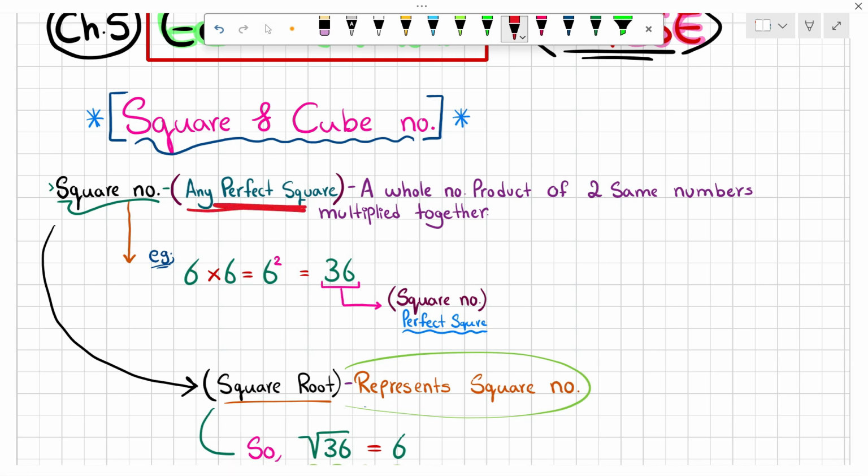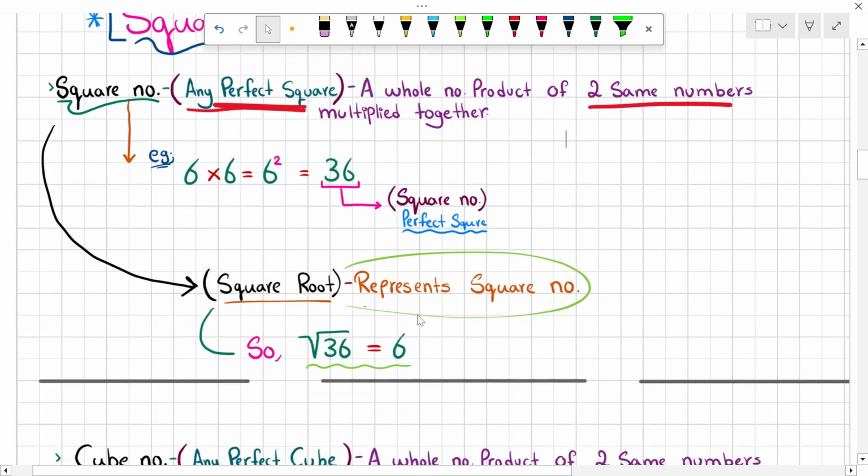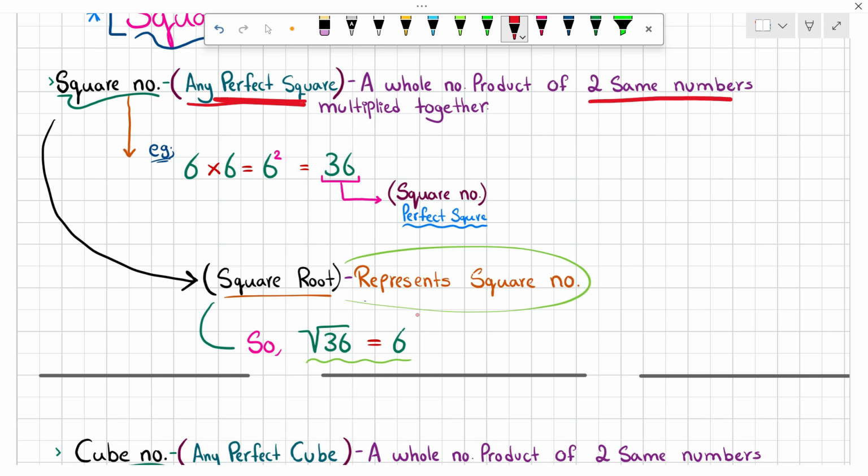What do we mean by perfect square? It's a whole number product of two same numbers multiplied together. The product must be a whole number of two same numbers multiplied together, for example, 6 times 6 is equal to 36. So 36 is a whole number product of two same numbers, 6 and 6 multiplied together. So 36 is a square number. It's a perfect square of 6 squared.